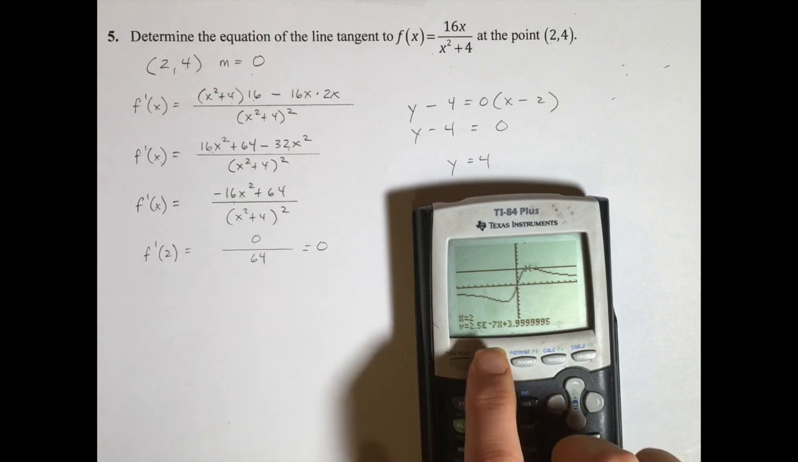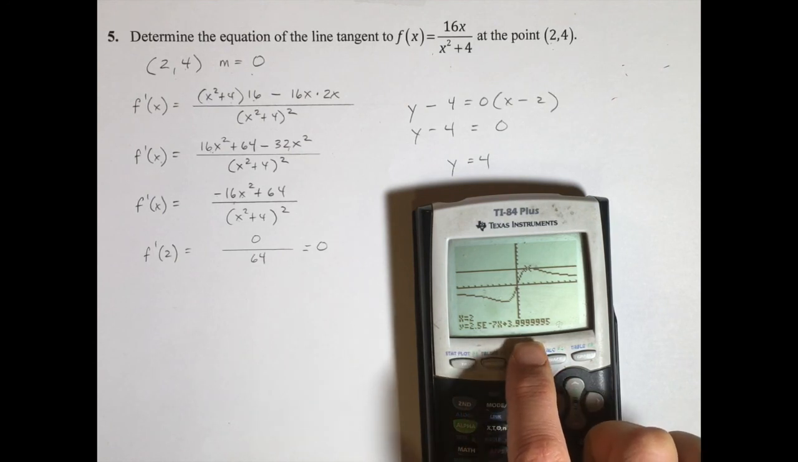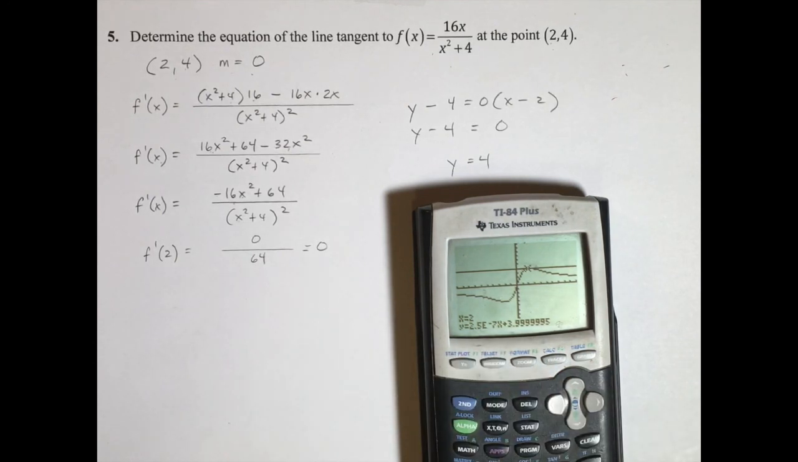We get y equals 2.5 times 10 to the negative 7, which is essentially 0. We get 0x plus 3.9999999. We get 0x plus 4, or y equals 4.